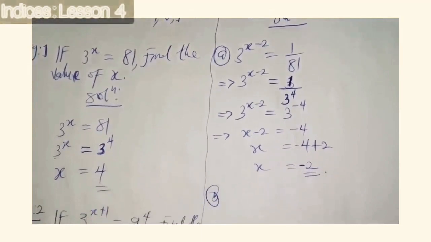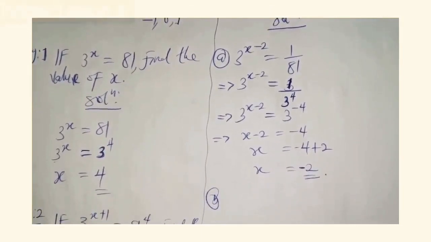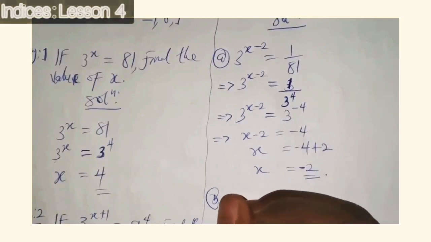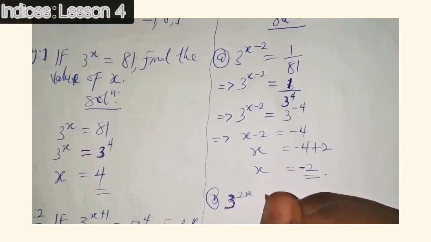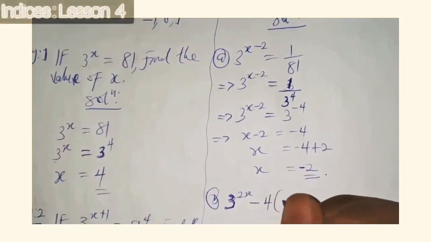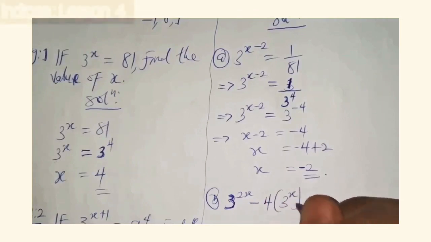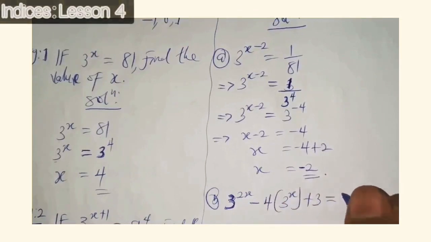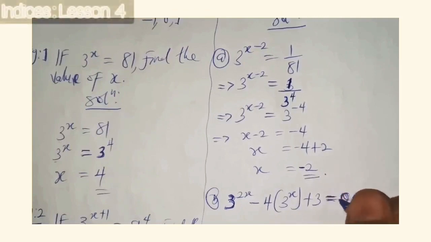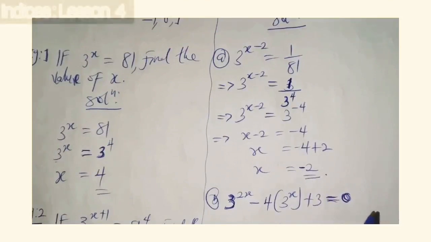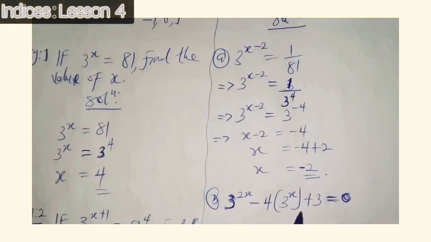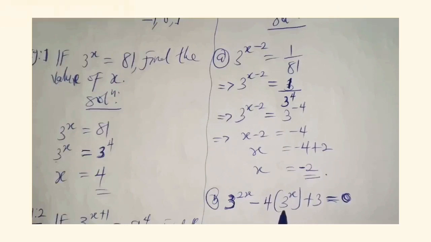Alright, so let's take on the next part, the b part. The b part says that I have 3 raised to the power 2x minus 4 times 3 raised to the power x, plus 3, and it's equal to 0. If you don't understand anything, please let me know by commenting. Therefore, I'm asked for my x. But here there's a different condition altogether from what we have started solving. So how do we go about it?